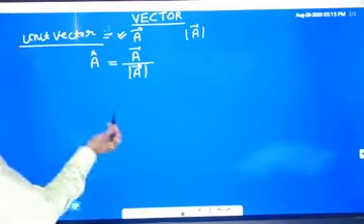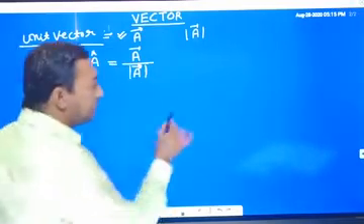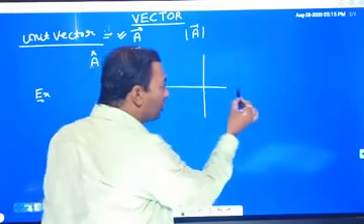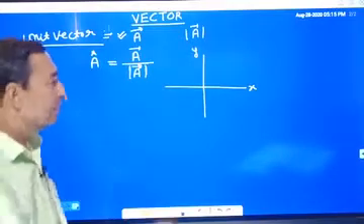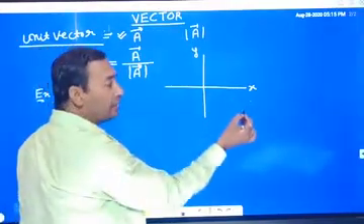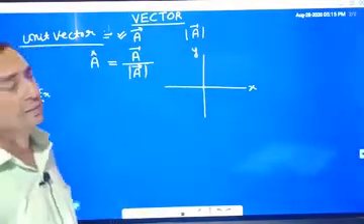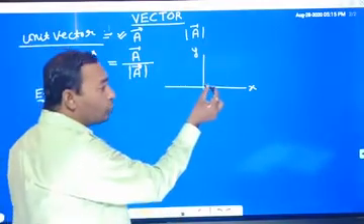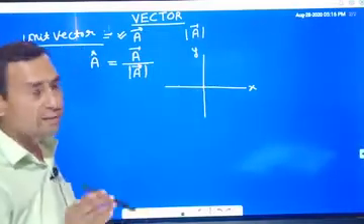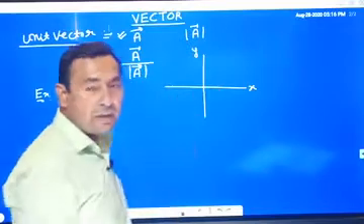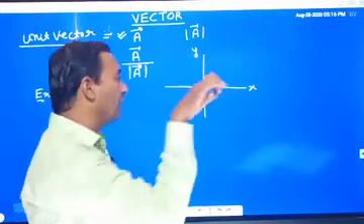Let us take an example. Before that, we show the position of any body or force or momentum in this Cartesian plane. This is known as the Cartesian plane. It has 3 axes: x-axis, y-axis, and z-axis. The z-axis is perpendicular to the plane of the board, outward as well as inward.